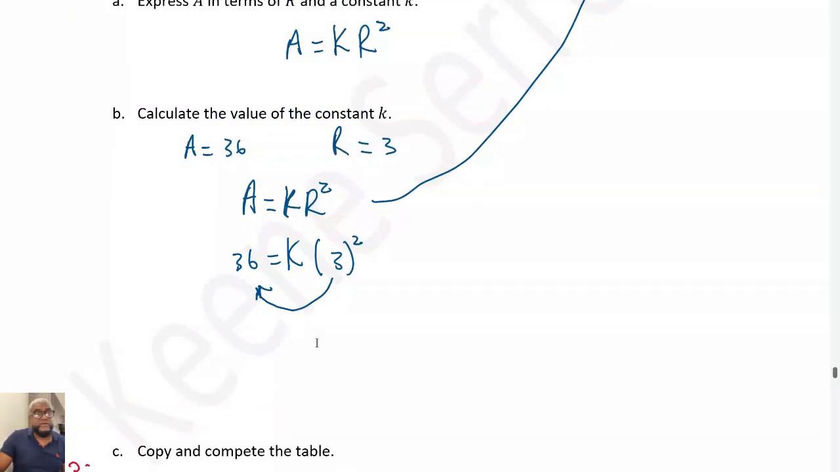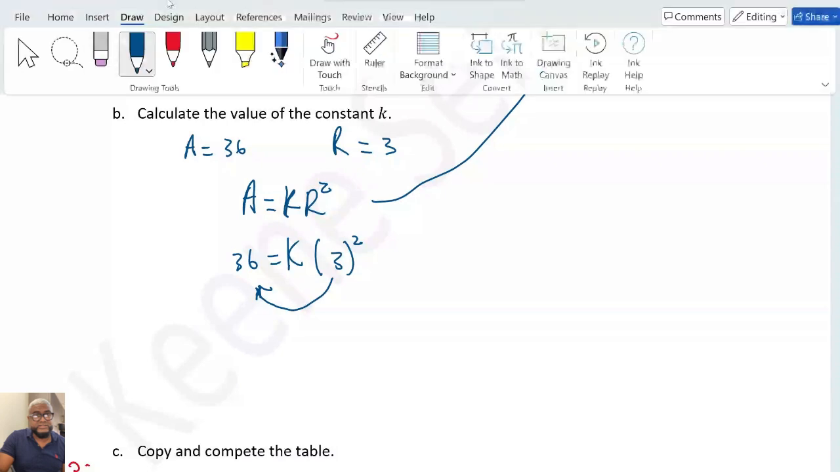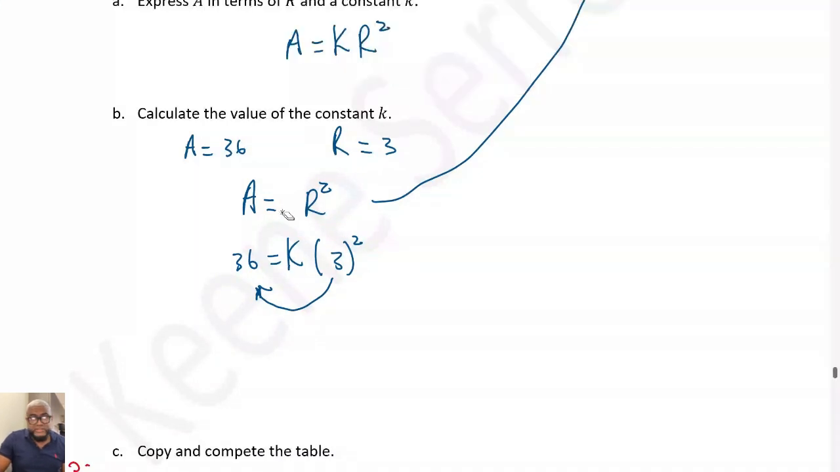I don't like how I write this, and I just want to show this over neatly. So I'm going to write this K better. Now remember, it's 9 we're carrying across, right? 36 divided by 9 is what K is. What would K be, my children?